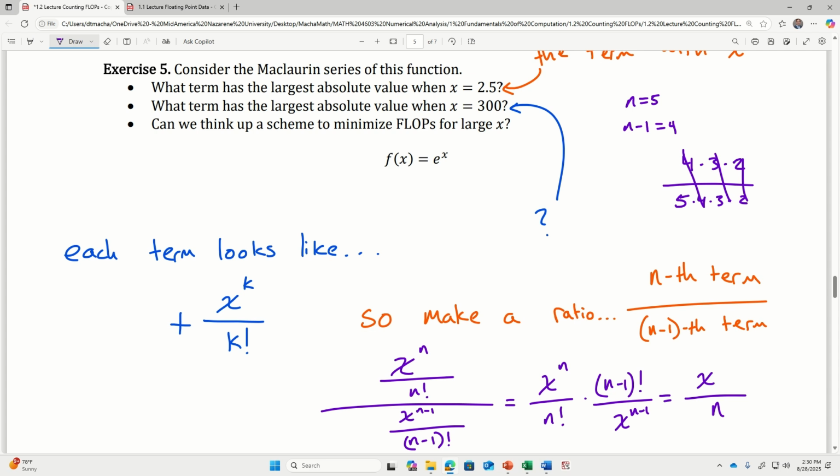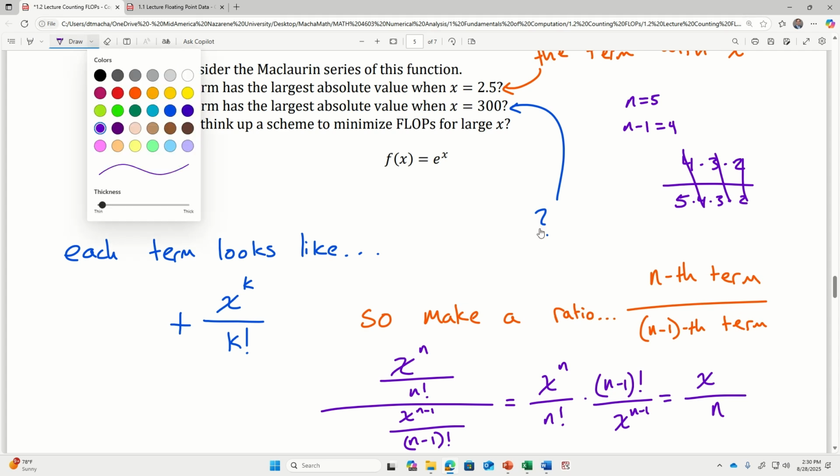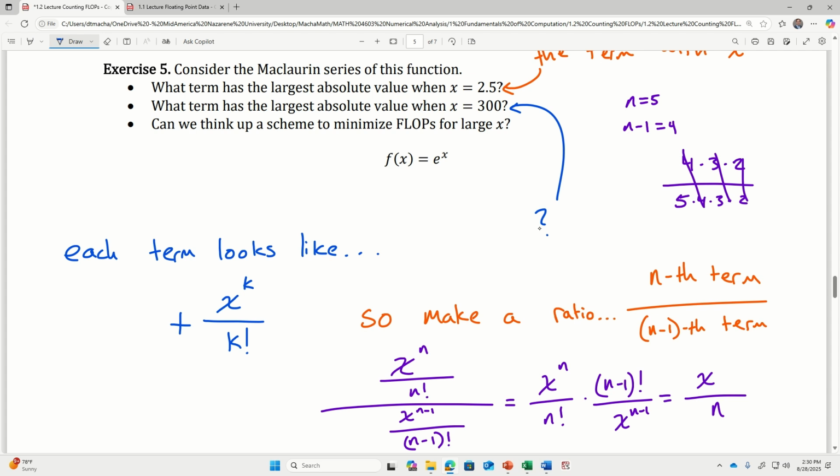So this ratio of the nth term divided by the previous term is equal to x divided by n. And in this case, for the second bullet point, we know that x is supposed to be 300. And so this ratio is going to be 300 divided by n. Now let's talk about why this ratio is important.